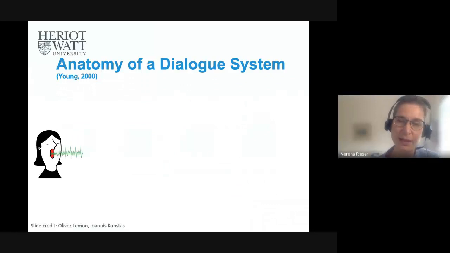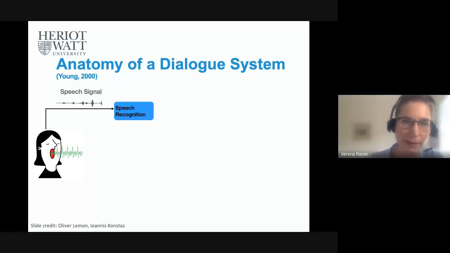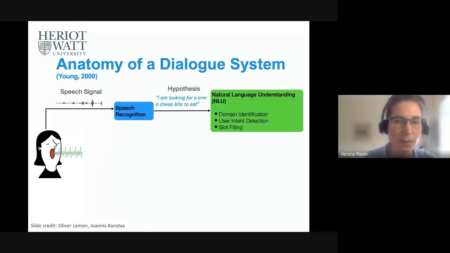So before I start, I want to very briefly remind you of the anatomy of a dialogue system. I'm sure that many of you will already know this, but just to start out with establishing the basics. We've got a user who says something, and this is a speech signal which first needs to be recognized. And out of the speech recognition system, we get a hypothesis. So we can't be exactly sure what the user said.